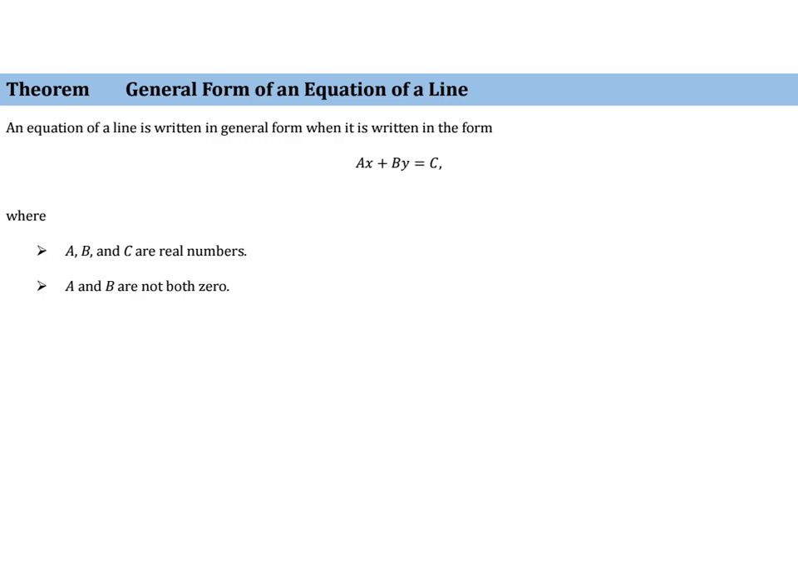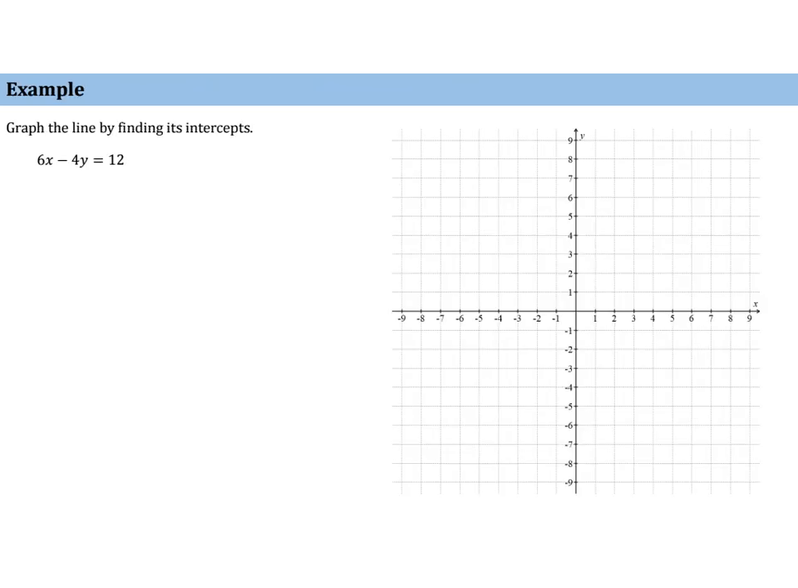Now, we also have something called the general form for a line. And any line can be written in this format, ax plus by equals c, where a, b, and c are all real numbers, and a and b are not both 0. So oftentimes, the equation of a line is written like this: one, to show that it's a line, or two, to find the intercepts. So here we're going to take this line, which is in general form, and we're going to find the intercepts. So the easiest way to do that is to make a quick table.